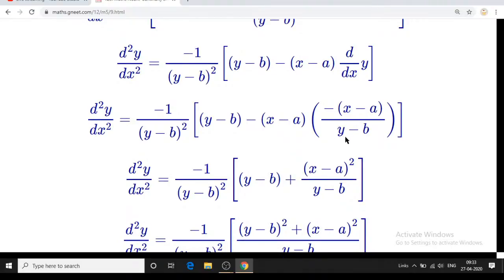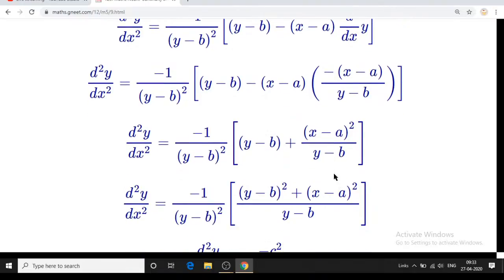We'll take the LCM as y minus b. Here, minus of minus becomes a plus. (x minus a) into (x minus a) is (x minus a) the whole square upon y minus b. Now we will take the LCM, that will be y minus b, so this becomes (y minus b) the whole square plus (x minus a) the whole square upon y minus b.